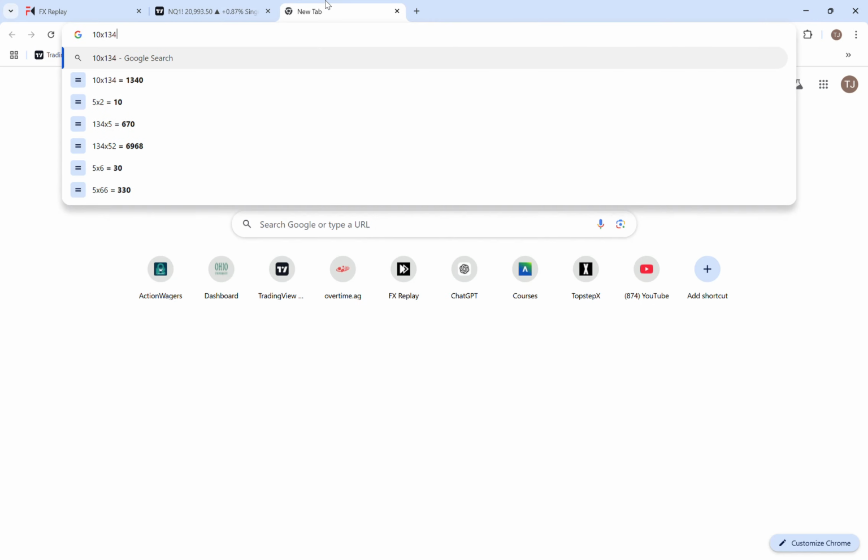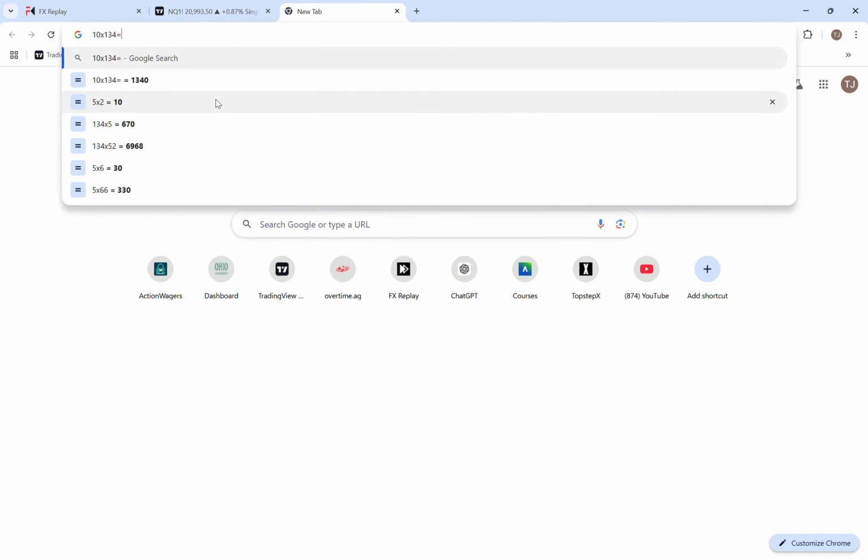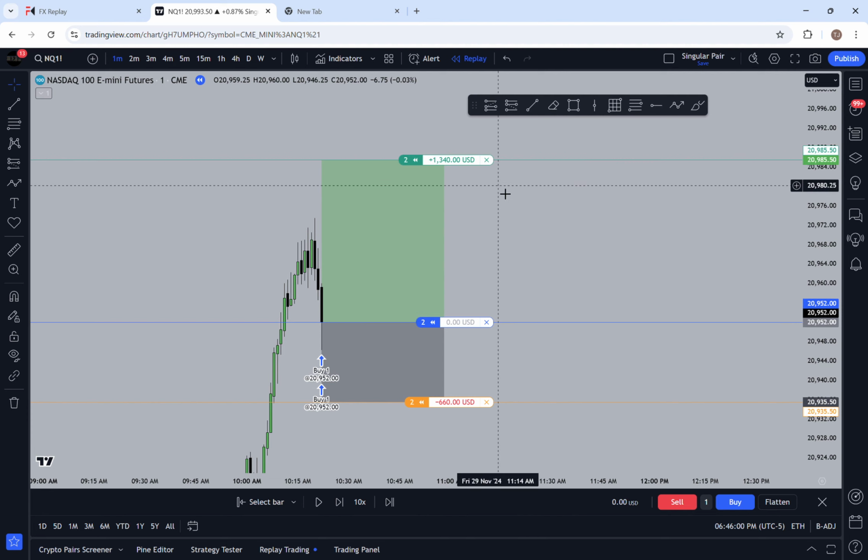So if we win this trade, we would be making $1,340. So when I drag this take profit slider thing, it should be $1,340. That would be calculated right. I probably can't get it exact. Oh, okay. Yep, and sure enough, we're doing that.